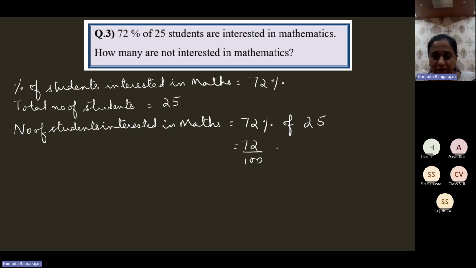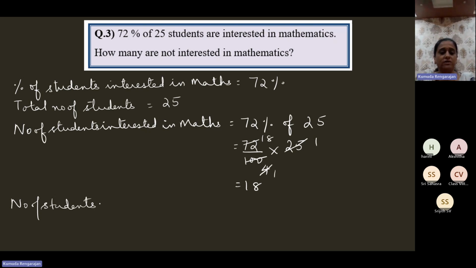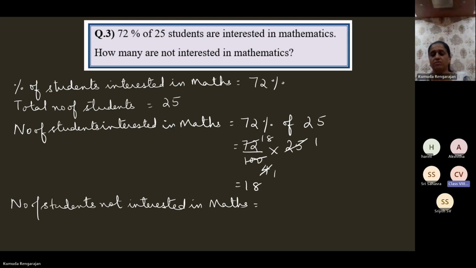So 72% means 72 by 100, of means into 25. So 25 ones are 25, 4 ones are 4, 18 times. So 18 students are interested in maths. So number of students not interested in maths, what's the answer? How do you find? Interested is 18, so not interested will be the total number of students minus the number of students interested in maths. Very good. It's 7. Correct.